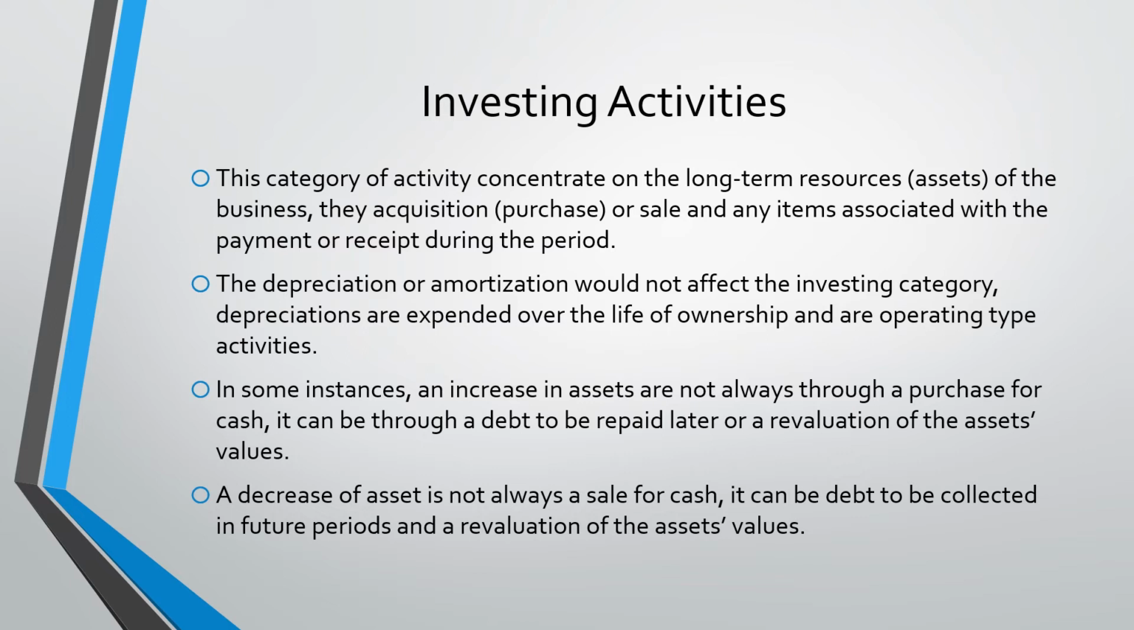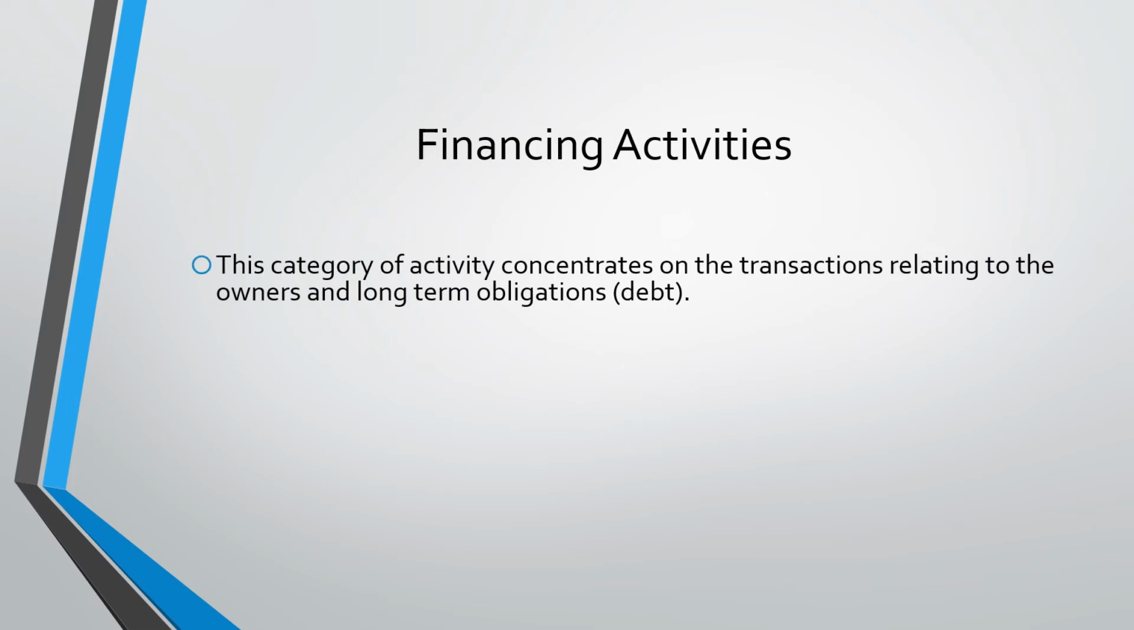The next category we will be looking at is the financing activities section, and this is the final category of the statement of cash flows that we will be looking at here. Now, this category of activities will concentrate on the transactions relating to the owners and long-term obligations. When I say transactions relating to the owners, we're talking about equity.